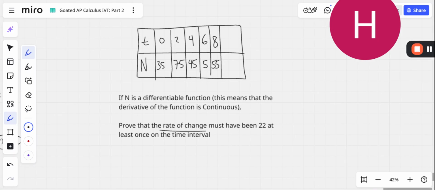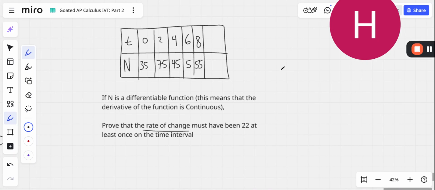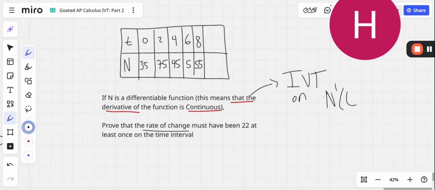The last problem is something that you could possibly see as a part A on a free response question on the AP exam. So n is a differentiable function, which means that the derivative is continuous. Since the IVT requires continuity, we're going to be able to use the IVT on n prime, on the derivative. And there is another theorem which you'll learn about slopes called the mean value theorem. That one's a little bit more specific. This is using the IVT on the derivative.